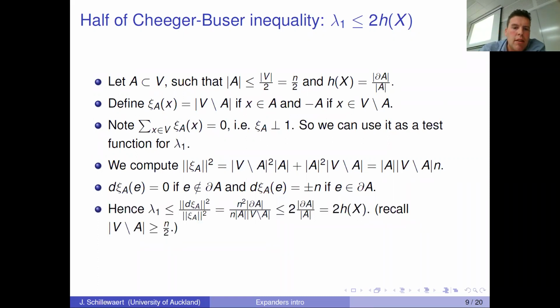So now lambda 1 is at most this value. And for the last inequality, I have used that the complement of A is at least n over 2. So you see that this gives us half of this Cheeger-Buser inequality. I find it quite interesting that you can use these eigenvalues to actually say something about this purely combinatorial property. As I said, the other half of the inequality is much more involved, but you can read it in that book.